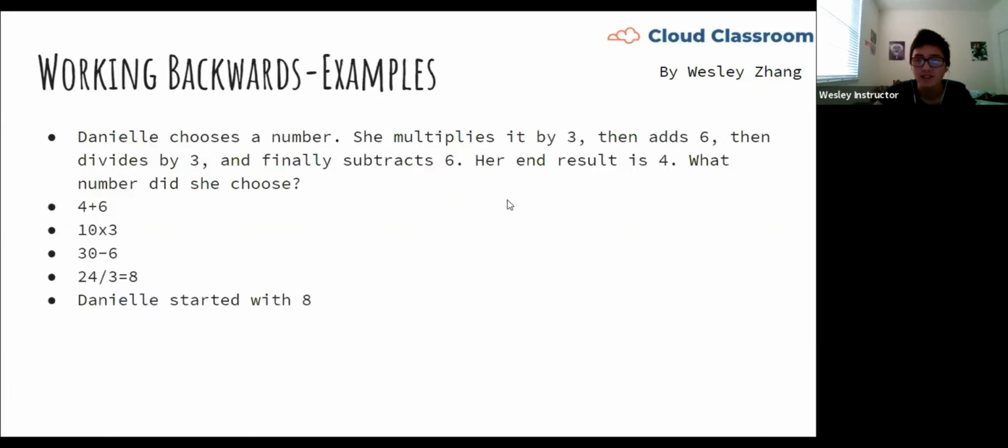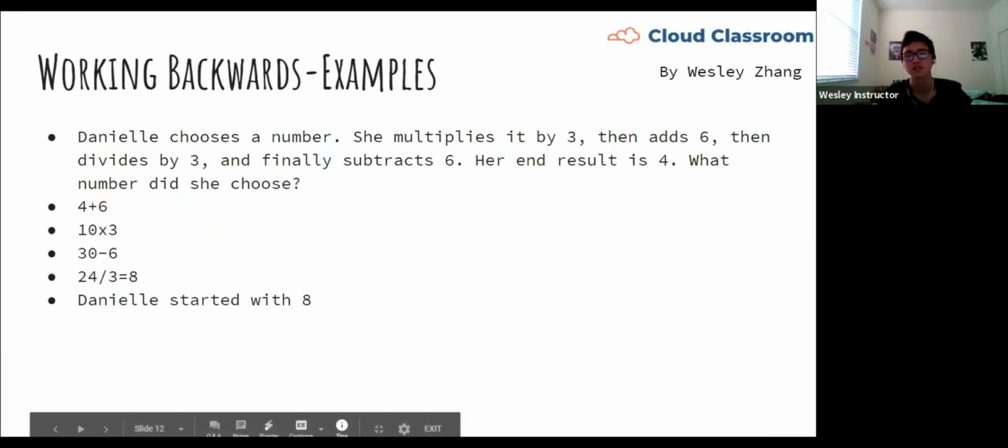All right, so our last method is working backwards. Danielle chooses a number. She multiplies it by 3, then adds 6, then divides by 3, and finally subtracts 6. Her end result is 4. What number did she choose? So we want to work backwards. We want to start with her answer, then undo every single operation she does, and find the starting number.